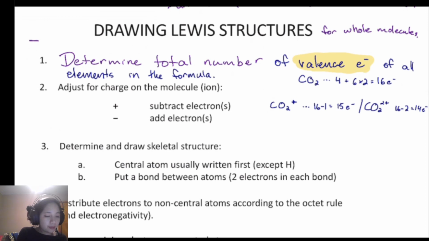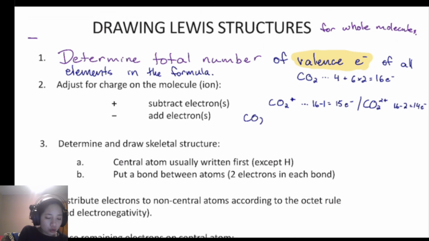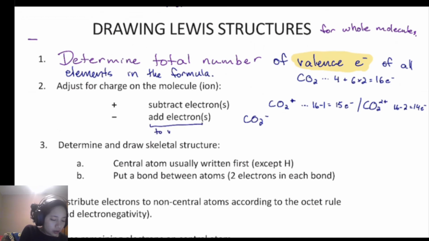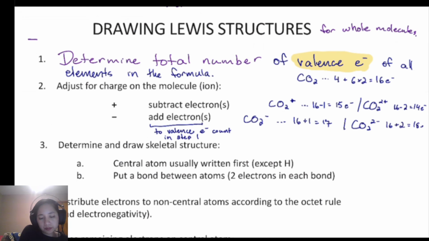All right, so that's if the molecule in question had a positive charge. Then if the overall charge of the molecule is negative, so if we had CO2 minus, then you add an electron to the valence electron count in step 1. So CO2 minus, you want to do 16 plus 1 electron equals 17. Or if this was CO2 2 minus, it would be 16 plus 2 equals 18. So those are just a bunch of examples of how that would go.